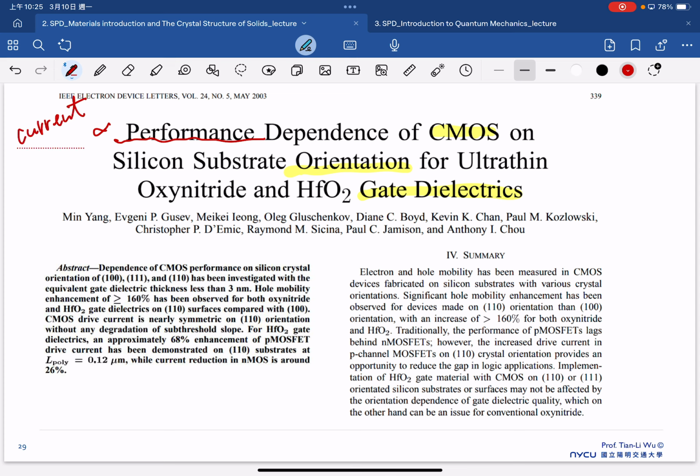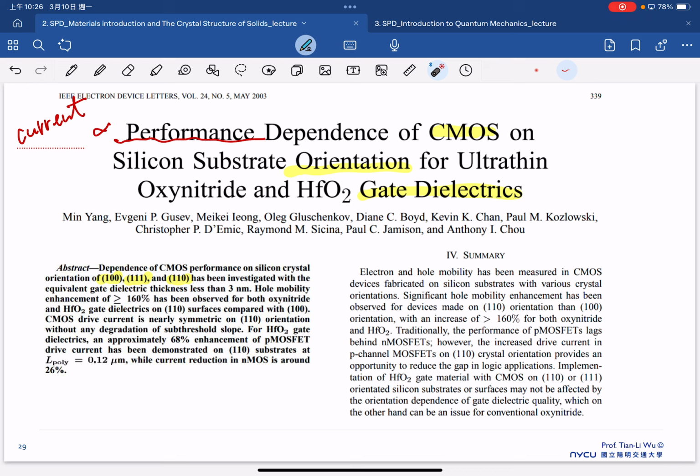So in summary, this paper talks about how different silicon orientations impact the performance of CMOS. Since we talk about orientation, we need to find a way to correlate the crystal plane. That's why everything inside this paper uses numbers to indicate the crystal plane. This is the dependence of CMOS performance on silicon crystal orientation of 100, 111, and 110. So these are the surfaces inside the silicon.